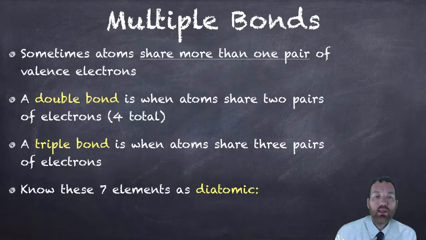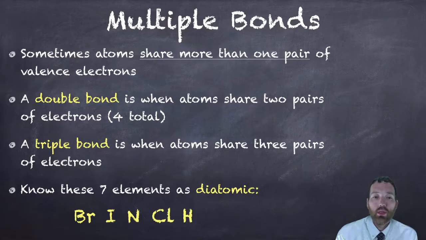These 7 elements here, you should know them as diatomic. They're all molecules, and they're all commonly asked in the Chapter 8 questions. Some of these require single bonds, some of them require double bonds, some of them require triple bonds. But you should know that all of these are never alone as atoms. They always are bonded to an atom of the same kind, which makes them diatomic. So we have bromine, iodine, nitrogen, chlorine, hydrogen, oxygen, and fluorine. Each of these will always have a little 2 after them.